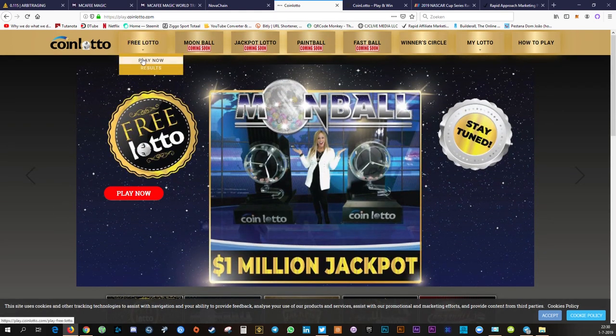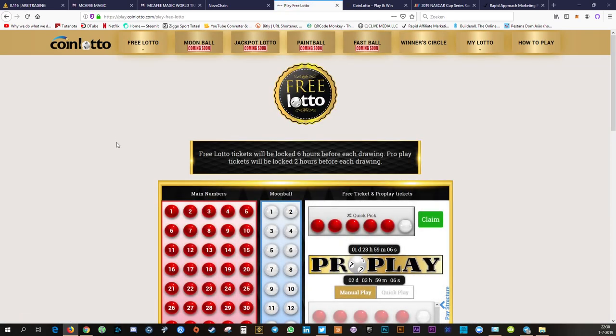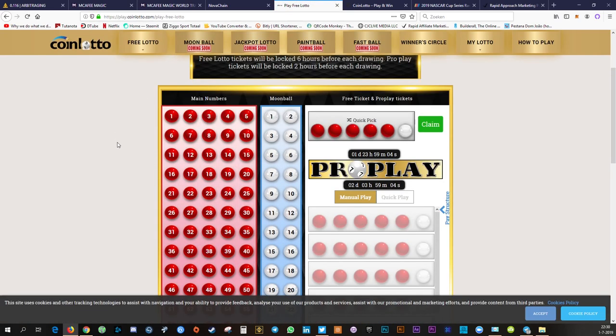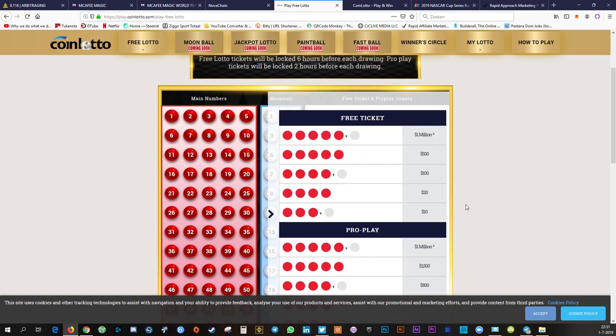And in the meanwhile, you can just play the free lottery with a chance to win $1 million paid in cryptocurrency. And the other cool thing is, if you play a free ticket, here you can see you can win the $1 million jackpot, and if you have 5 balls correct, you can win 500, and with 4 it's 100, 20, and 10.